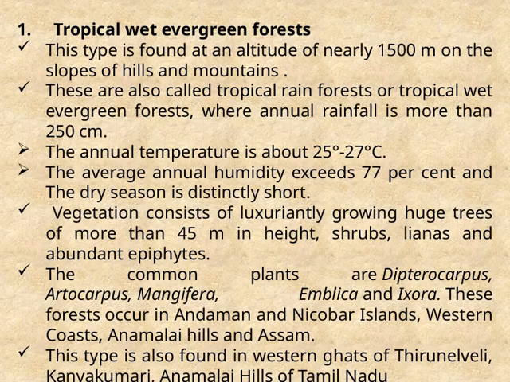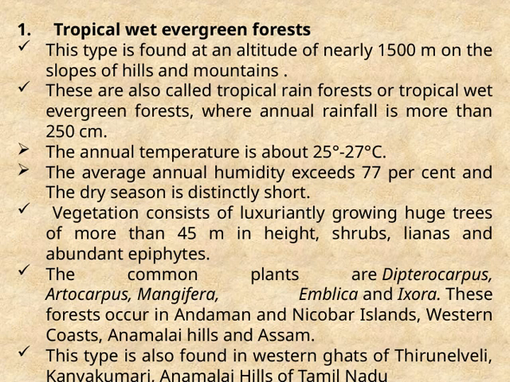Let's take a closer look at tropical wet evergreen forests. These forests are typically found at around 1,500 meters above sea level, mainly on the slopes of hills and mountains. They are also known as tropical rain forests or tropical wet evergreen forests because of their high rainfall, which exceeds 250 centimeters annually. The climate here is quite warm, with temperatures ranging roughly from 25 to 27 degrees Celsius throughout the year. Additionally, the humidity levels are very high, averaging over 77%, and the dry season is quite short, making the environment consistently moist and lush.